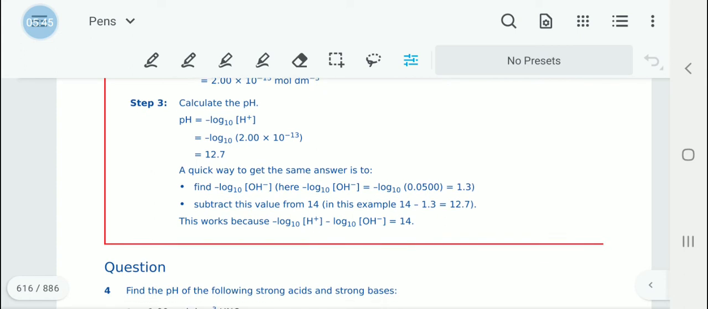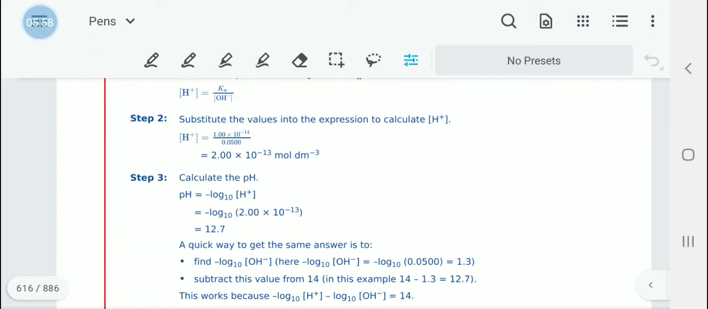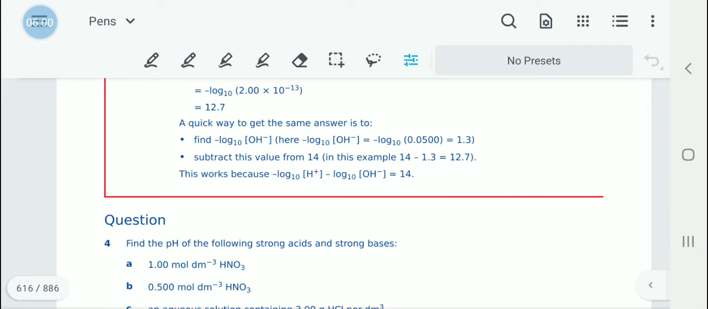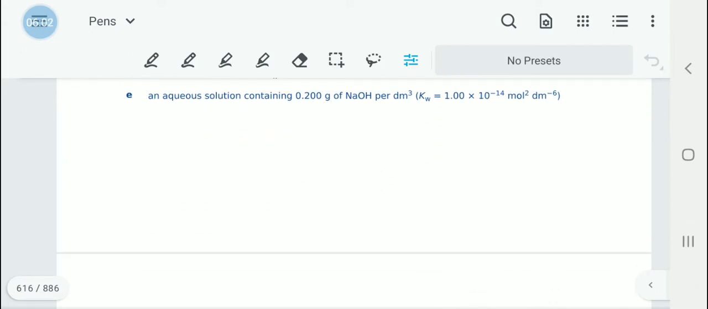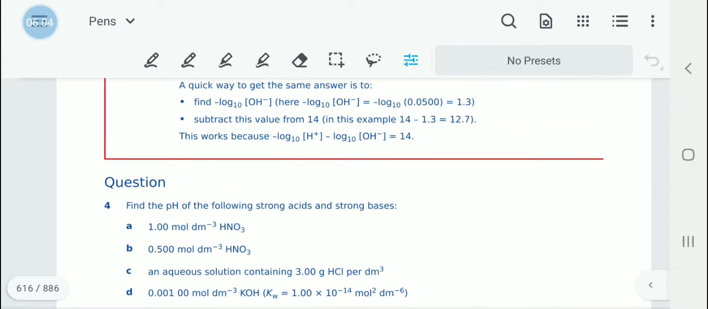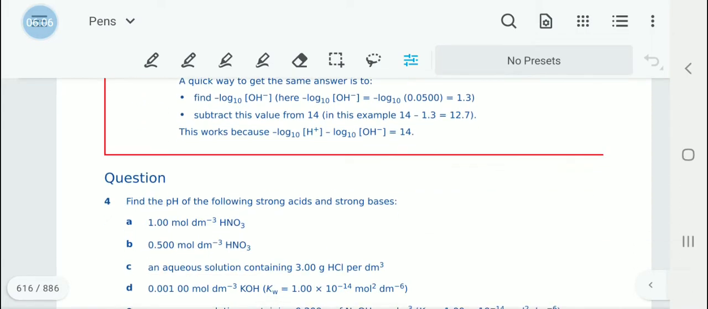Right, there is a quick way to do this, just that is to find the negative logarithm of OH minus ion concentration directly and then subtract it from 14. But I would suggest that you know the longer method, because it will not confuse you in any format. So once you have understood all, please do question number 4.